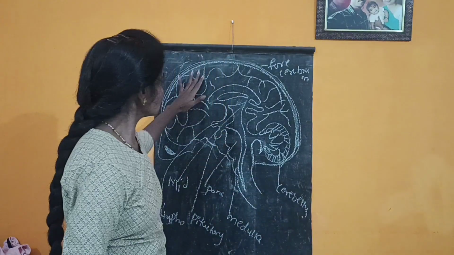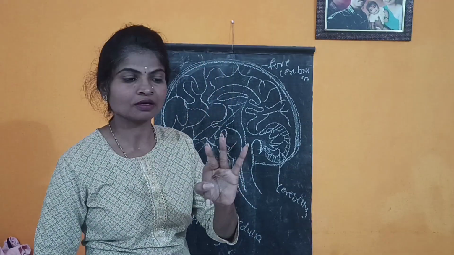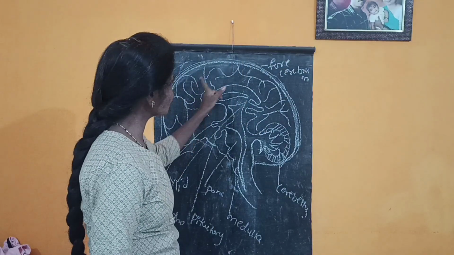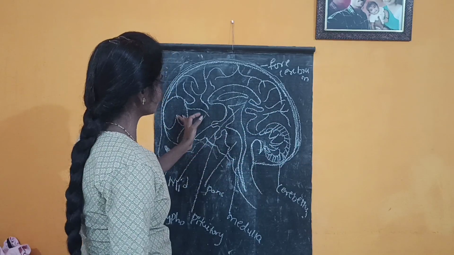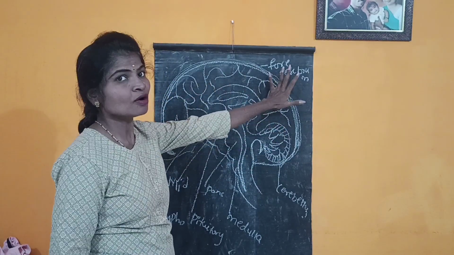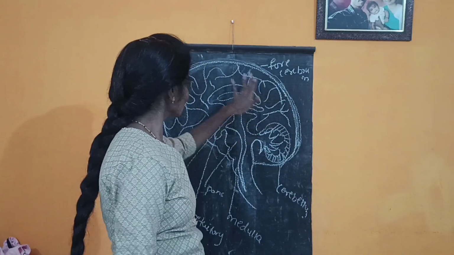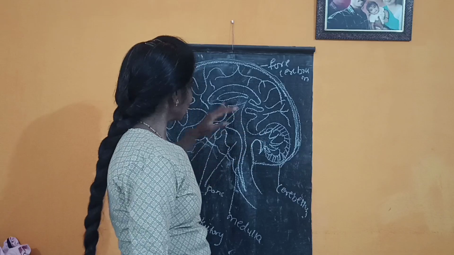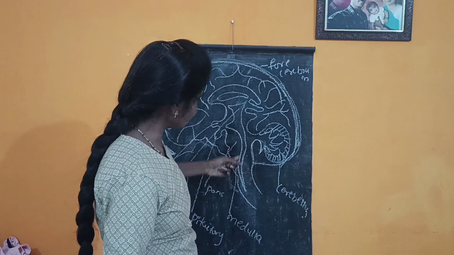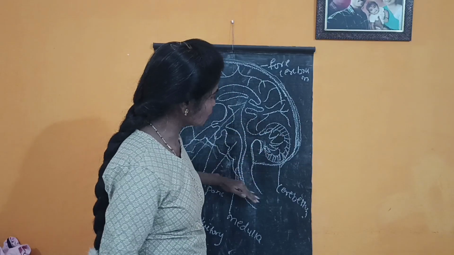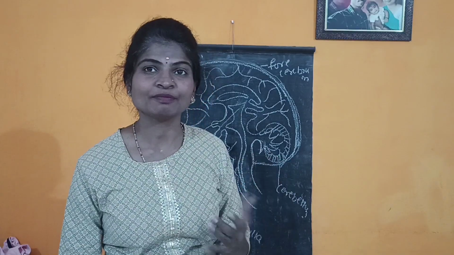The brain is broadly classified into 3 parts: the forebrain, midbrain, and hindbrain. These folding-like structures in this brain diagram are called the forebrain, or you can call it the cerebrum also. This one is the midbrain, and all these parts are called the hindbrain. In the hindbrain, again 3 categories are there: pons, medulla oblongata, and cerebellum.